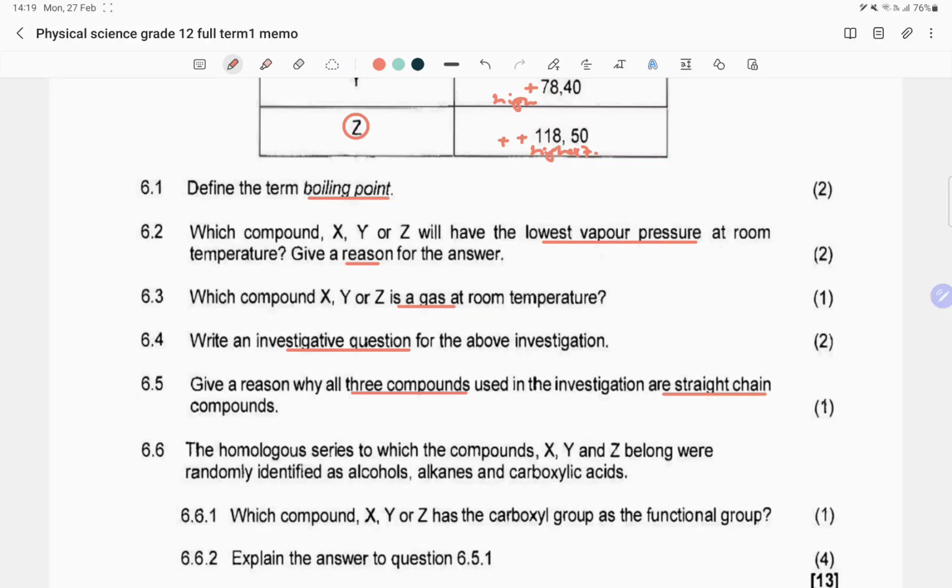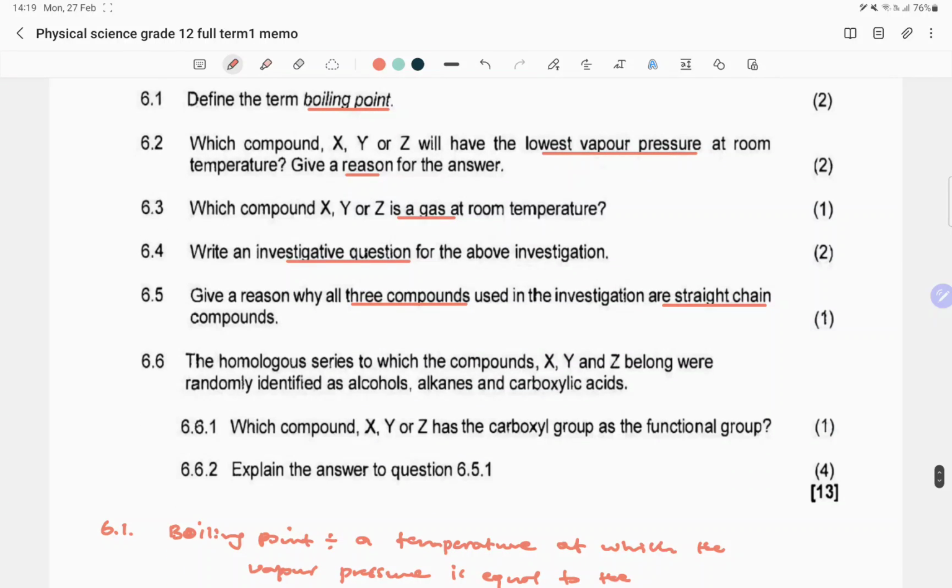Why must they all be straight chain? Remember, we're just using that as control. Okay, it's a bit vague though, because we don't know that it's straight chain, are they of equal length? I would rather they say they are straight chain, but those chains are of equal carbon length. All right, they're of equal chain length, so to speak. So I'm not too sure. It's a bit vague, but whatever you had in mind, guys, we got it.